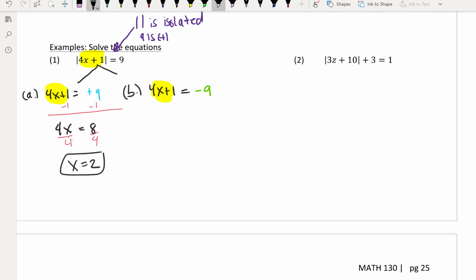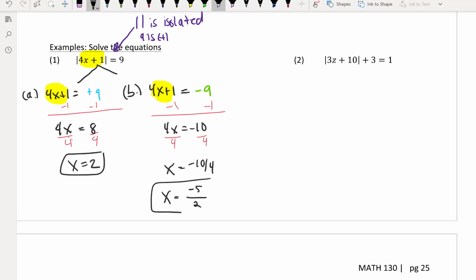Now for part B, I would subtract 1 from both sides. And notice how my value is going to be different. Now I'm going to have that 4x is equal to a negative 10. Now I would divide by 4 on both sides, so that x is equal to a negative 10 fourths. And I can reduce the fraction. I can divide both numbers by 2, or I can use my calculator to give me a negative 5/2. So now I have my 2 different answers for number 1.